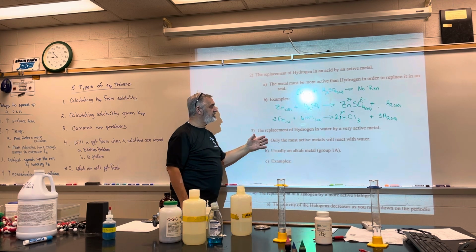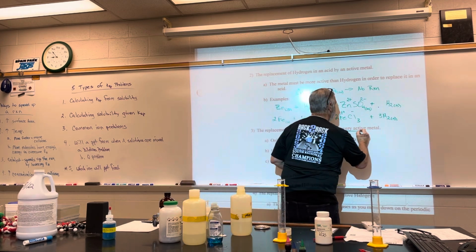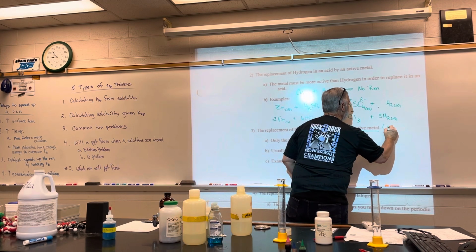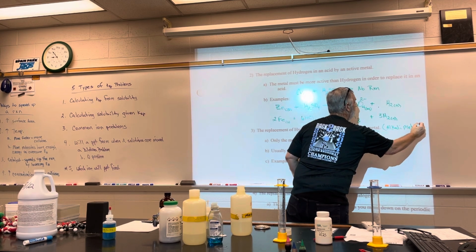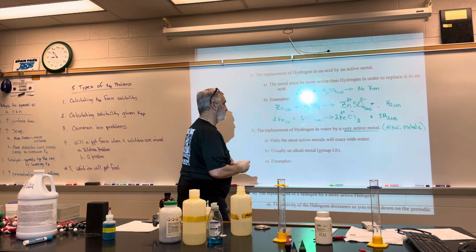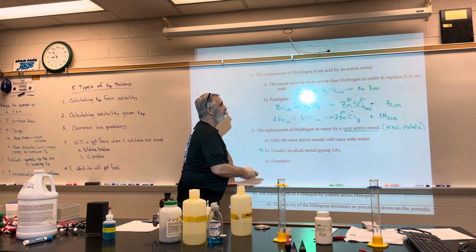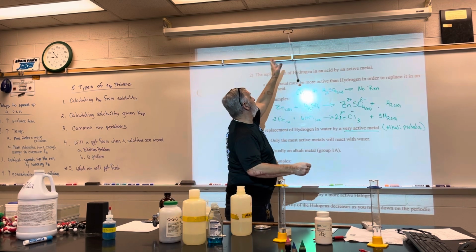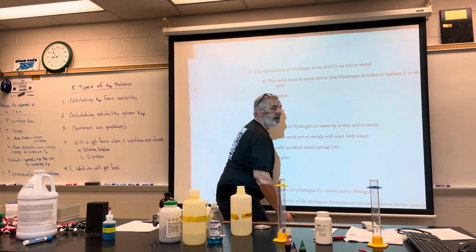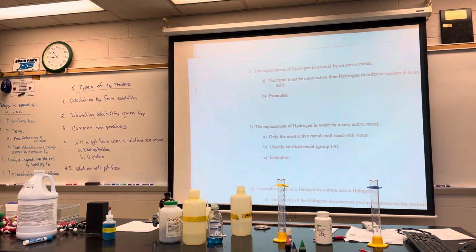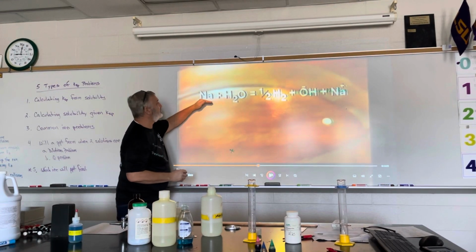Now this is the fun one, the replacement of hydrogen in water by a very active metal. Really the only ones that do these are the alkali metals. Okay? Right here, it's that. So, we're going to watch a video of this one. Now, we're going to have to pause this because I can't video. So when we're looking here at this reaction, it's got sodium plus water.